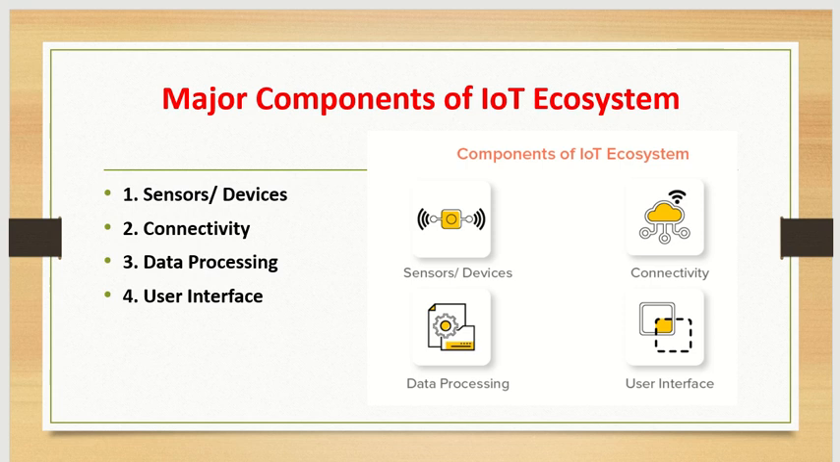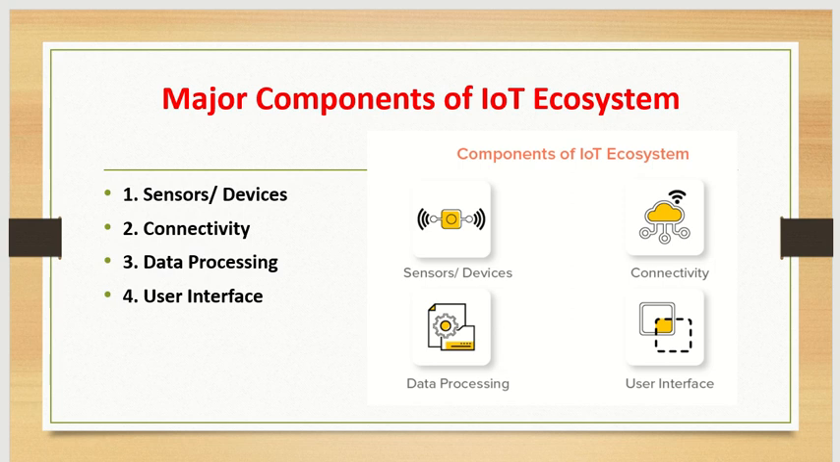The next one is connectivity. The connectivity is like the nervous system of the IoT. It's how these sensor devices communicate with each other and with the central hub. Just like your phone connects to the internet to send a message, these devices can use various techniques like Wi-Fi, Bluetooth.